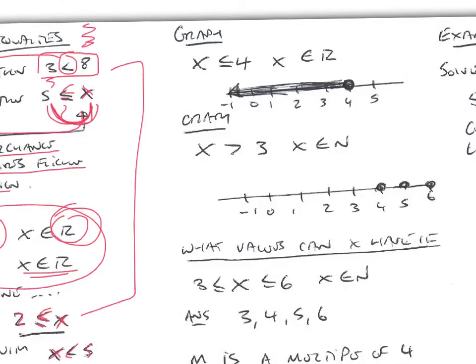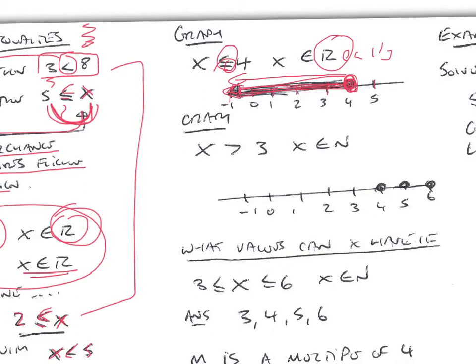Let's graph the inequality x is less than or equal to 4, and x is a real number. It's going to be a really thick line. Okay, x is less than or equal to 4. So we do 5, 4, 3, 2, 1, 0, minus 1. And it's less than or equal to, so we'll start with a full dot, and a thick line showing all the values for which this inequality will hold true.